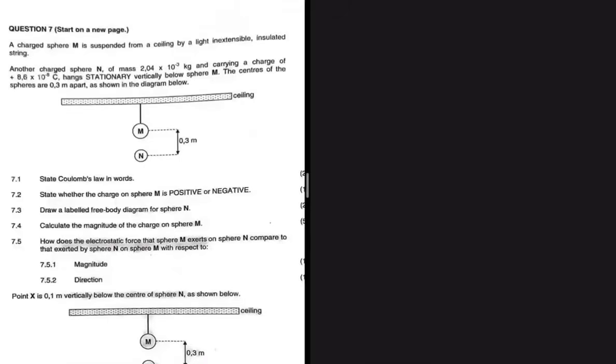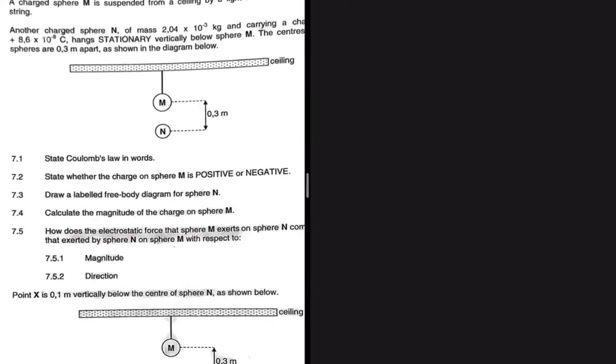A charged sphere M is suspended from a ceiling by a light, inextensible insulated string. Another charged sphere N of mass 2.04 times 10 to the minus 3 kg and carrying a charge of plus 8.6 times 10 to the minus 8 coulombs hangs stationary vertically below sphere M. The centers of the two spheres are 0.3 meters apart, as shown in the diagram below. And yes, we have a fancy sketch there, as you can see.